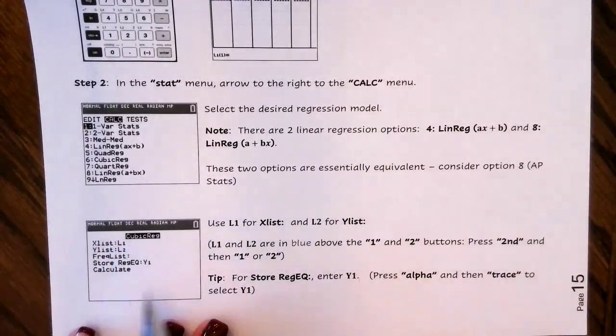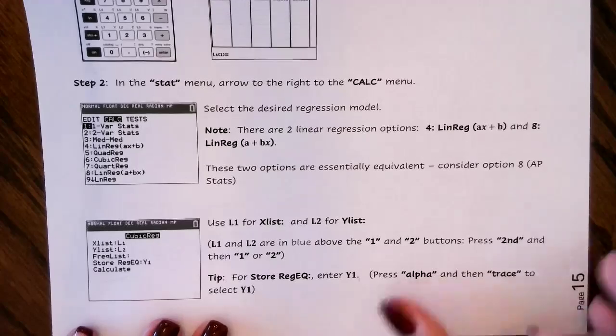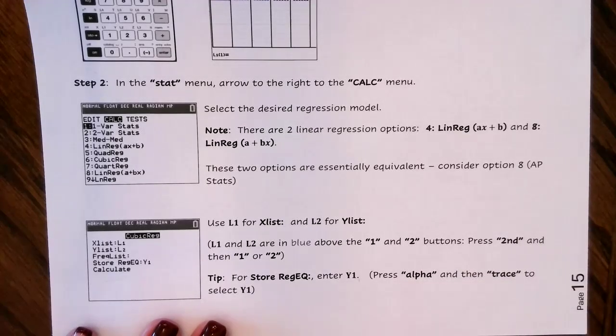All right, once you have the data in there and you've calculated whichever one you have chosen, you're going to get a menu that looks like this right here. And I've chosen cubic regression for the picture. It says the X list is L1 and the Y list is L2. Then right here where it says store regression equation, we hit alpha trace to get this Y1 on there. What that does is it will write the equation for you on the main screen, but it will also store it in Y1 so that you can use it to calculate other equations. And then calculate is what you're going to hit at the bottom there.